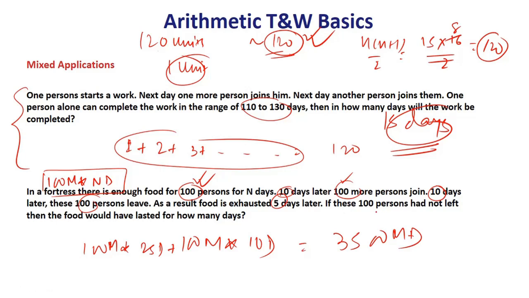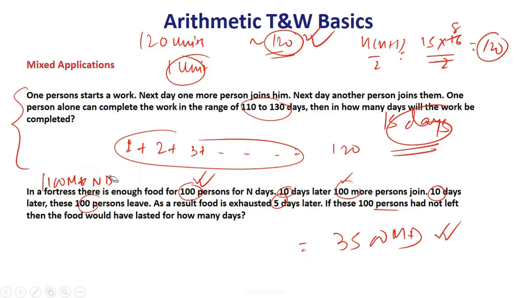Right? If these 100 people had not left, then the food would have lasted for how many days? Very interesting. Let us see. See, the amount of work will be a constant because the food is a constant here. There is no food being added or depleted. So 3500 man days is the amount of work to consume the food that is there in the fortress.